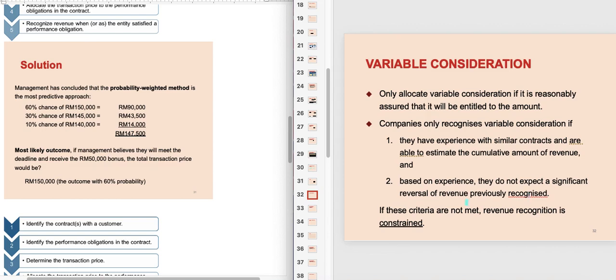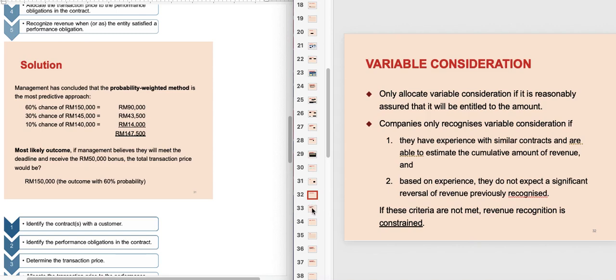Because if, let's say, you include the variable element into your transaction price and later the revenue that you recognize reverses, that means you will get less. So that is not proper in determining the TP. If you do not comply with this condition, we consider that the revenue recognition is constrained.